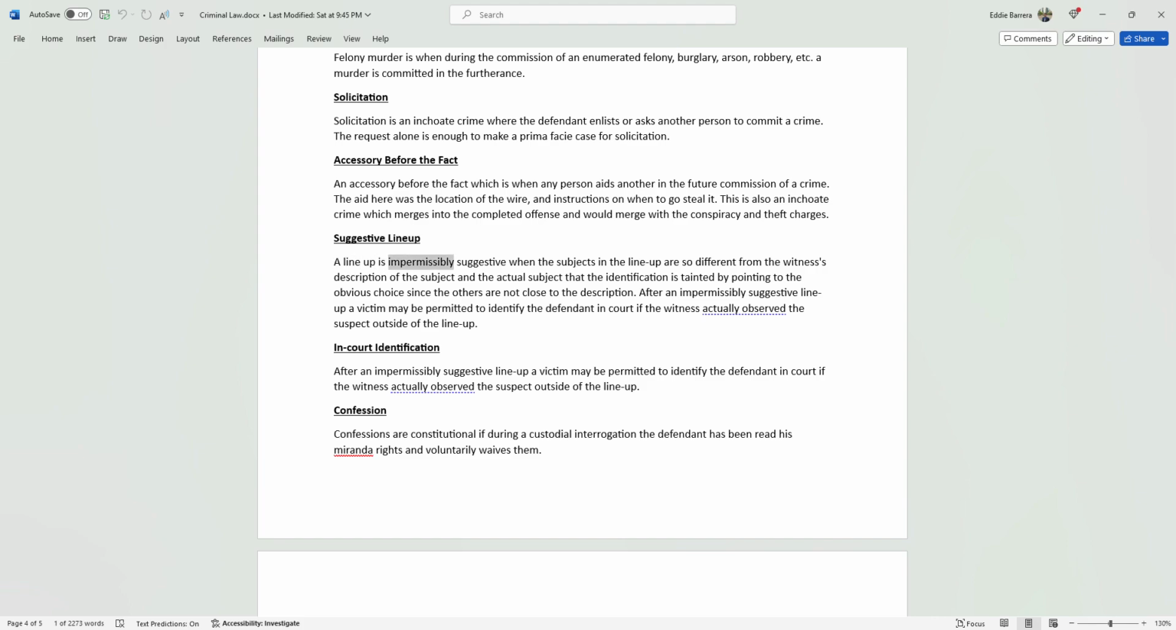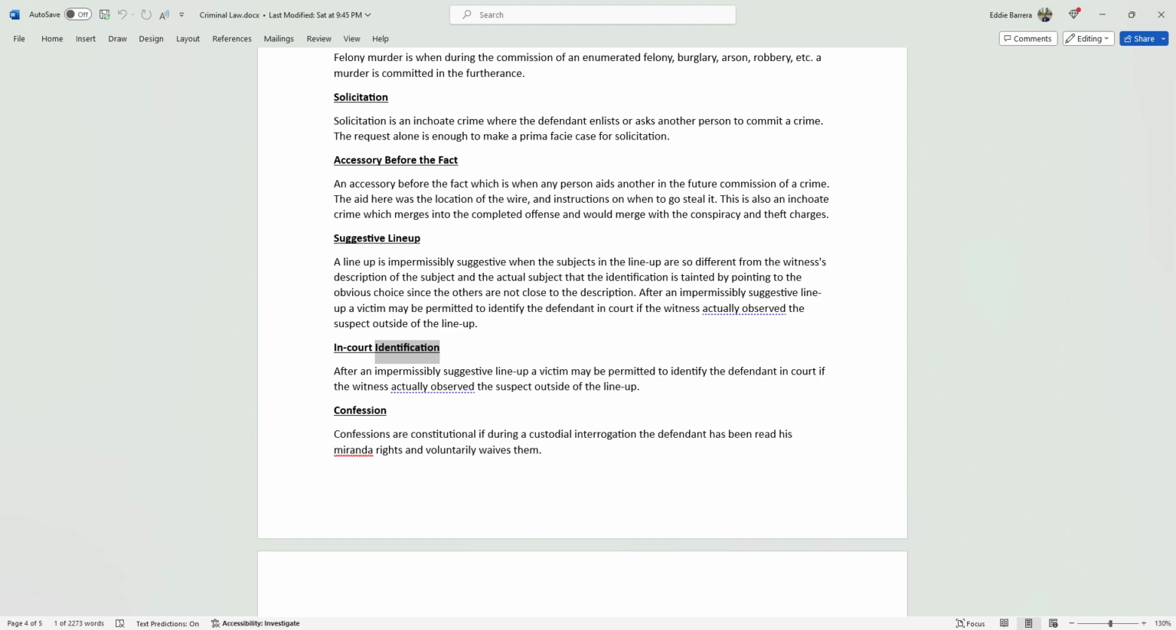Suggestive lineup. A lineup is impermissibly suggestive when the subjects in the lineup are so different from the witness's description of the subject and the actual subject that the identification is tainted by pointing to the obvious choice since the others are not close to the description. After an impermissibly suggestive lineup, a victim may be permitted to identify the defendant in court if the witness actually observed the suspect outside of the lineup.